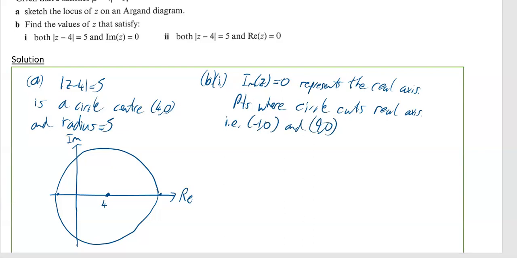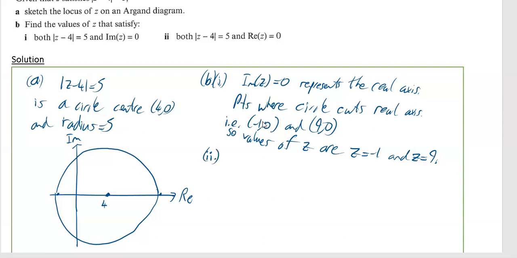Okay, just read the question again, just check we've got this right. It says find the values of z that satisfy, so it's the values of z. So this is my point, so give this as a z value. My real bit is -1, so z equals -1 plus 0i, you would just write that. So the values of z are z equals -1 and z is equal to 9.